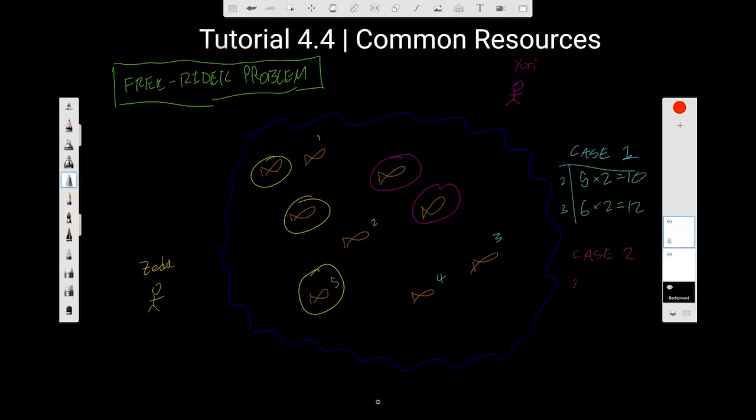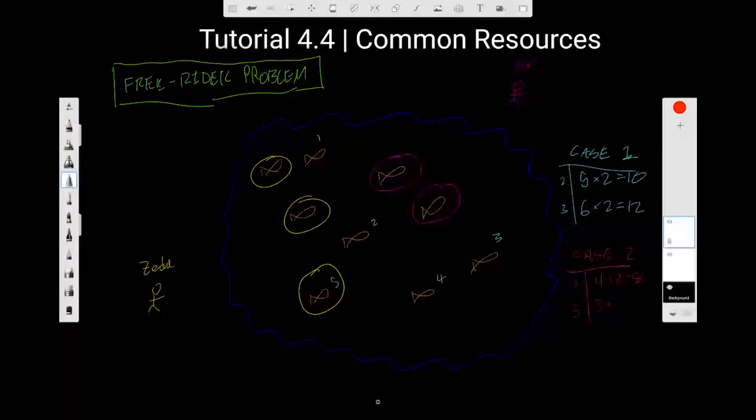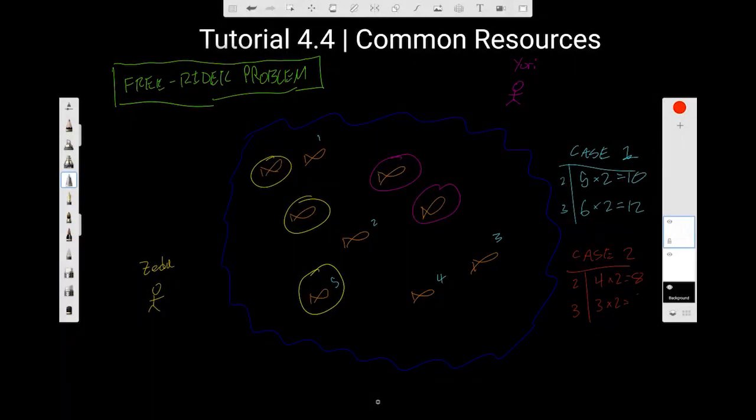So in year 2, we have 4 fish. Doubling gives us 8. The next year, we have 8 fish. We harvest 5, which gives us 3. And multiply that by 2 to get 6.